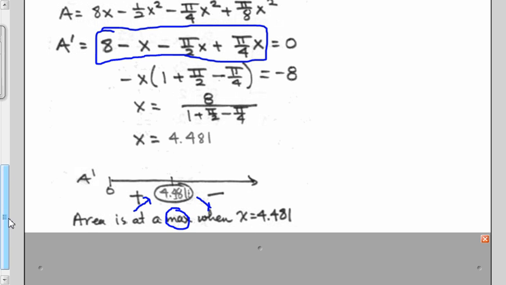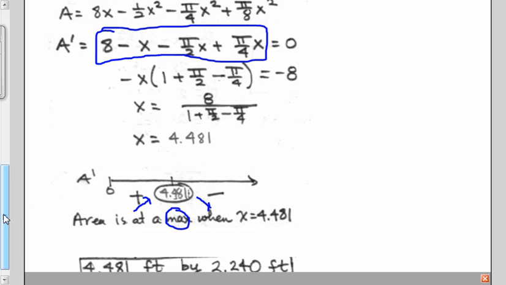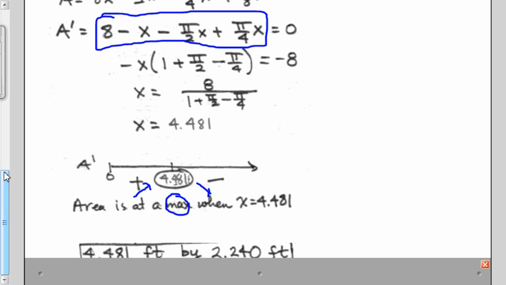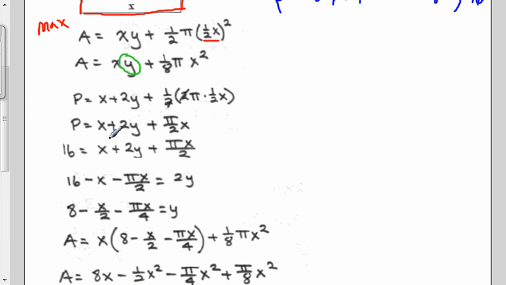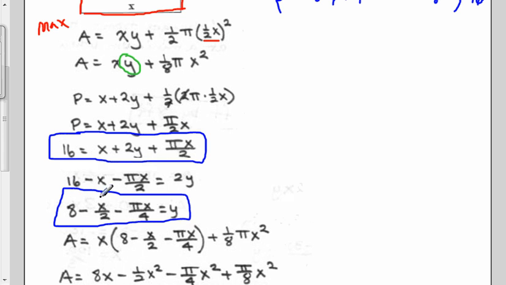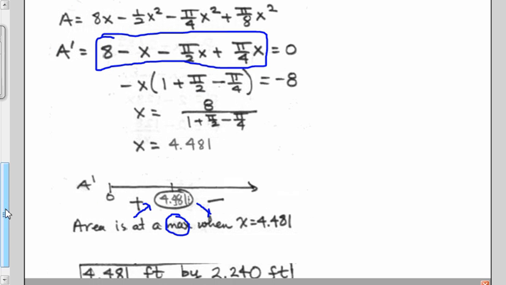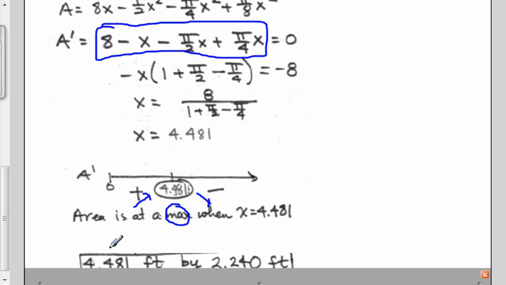And now I just go back into my original relationship between the x and the y, and I can find out that my y must be equal to 2.240, because by original relationship, I knew the perimeter was equal to 16. So I can put in what I know for x here and solve for y, or I could do it right here. Either way. So those are the dimensions, and that's what the question asks. Find the dimensions of the Norman window that's going to give the maximum area. All right? Hopefully that helps you get ready for the quiz.